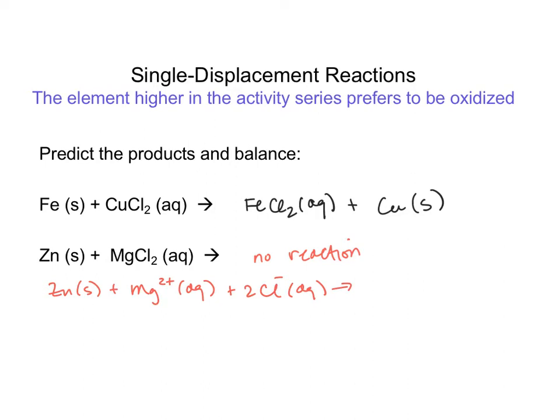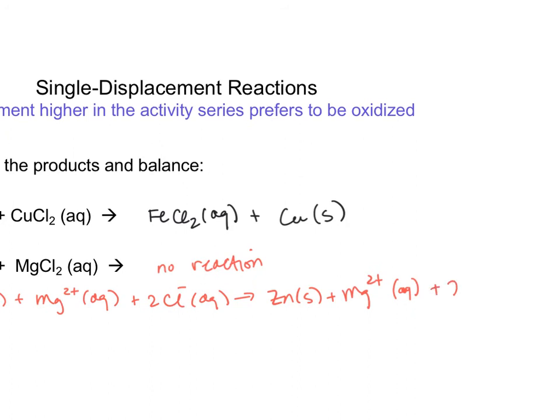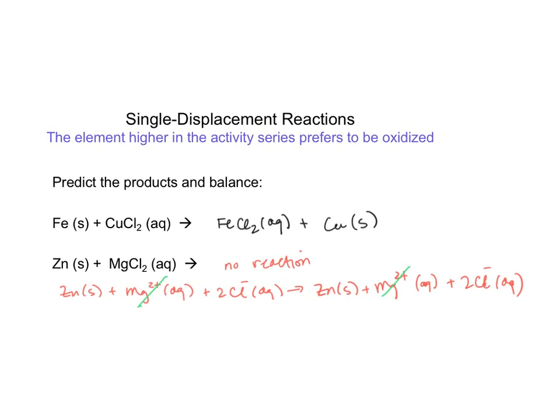So since there's no reaction, you're going to get zinc solid plus magnesium 2+ aqueous. And then the two chlorides. Okay, so then when you look at it all together, the magnesium 2+ cancels, the zinc cancels, the two chlorides. See how the form is exactly the same there, the two chlorides cancel. So there's nothing left over, there's no reaction.